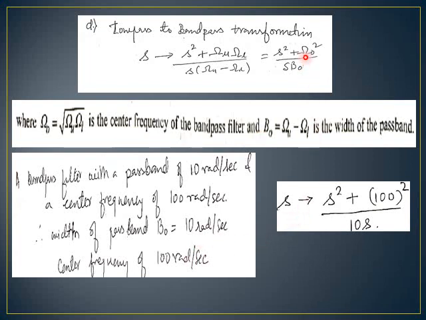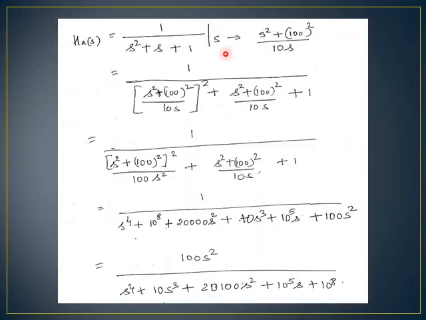So substituting the value of omega naught, which is 100. We are replacing this by omega naught square, because the formula is omega naught equal to square root of omega L into omega U. So hope you can understand why we are taking it as square. Substitute omega naught as 100 and B naught as 10. Now take that transformation and replace s by s square plus 100 square divided by 10 s. Substitute these values and solve accordingly, and you get the answer as 100 s square divided by s raised to 4 plus 10 s cube plus 20,000 s square plus 10 raised to 5 s plus 10 raised to 8.